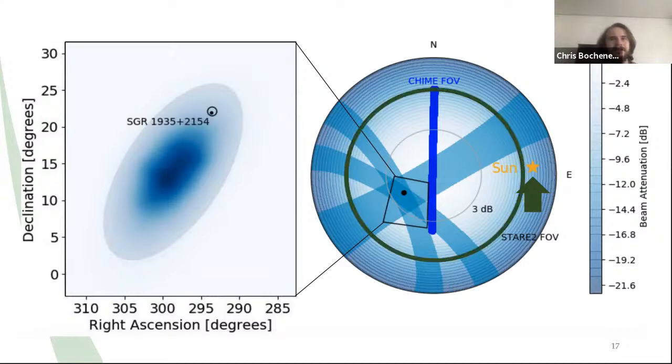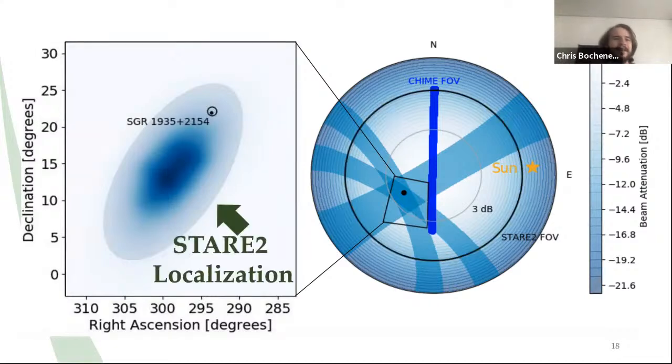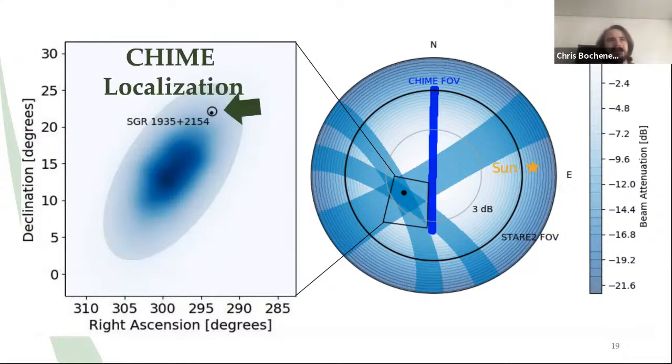And if we zoom in on the left here, you can see STAR 2's localization region. This is 95% confidence, which though crude is consistent with the position of 1935+2154. And you can see CHIME's approximate localization region here.